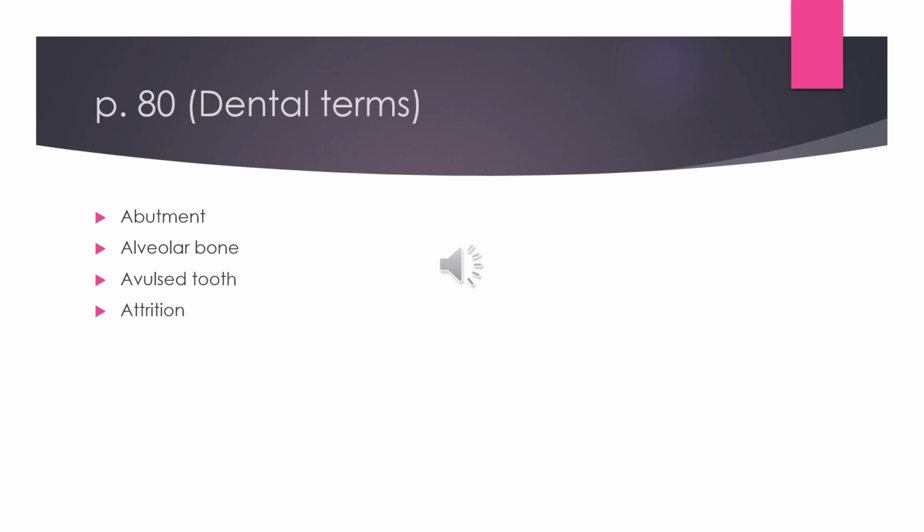Okay, it's like a connecting element. It's used in the context of fixed bridge and so on. Number 2, alveolar bone. It is the jaw bone that anchors the roots of the teeth. 3, avulsed tooth. A tooth that is lost from its bony socket due to trauma.